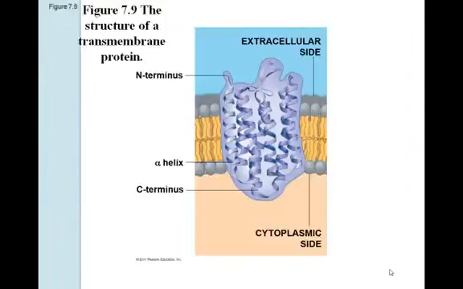Membrane proteins that span the entire width of the membrane are called integral membrane proteins or transmembrane proteins. This diagram shows a ribbon model of a transmembrane protein. Many of these proteins have extensive alpha helical regions that fold together and form a channel or pore through the membrane.